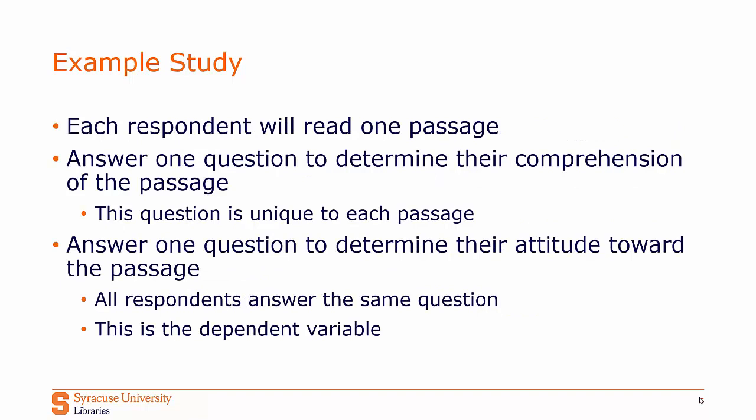In our study, each respondent will read one passage. They will answer one question to determine their comprehension of the passage, and this question is unique to each passage. And then they will answer one question to determine their attitude toward the passage. All respondents will answer this same question, and basically this is the dependent variable.